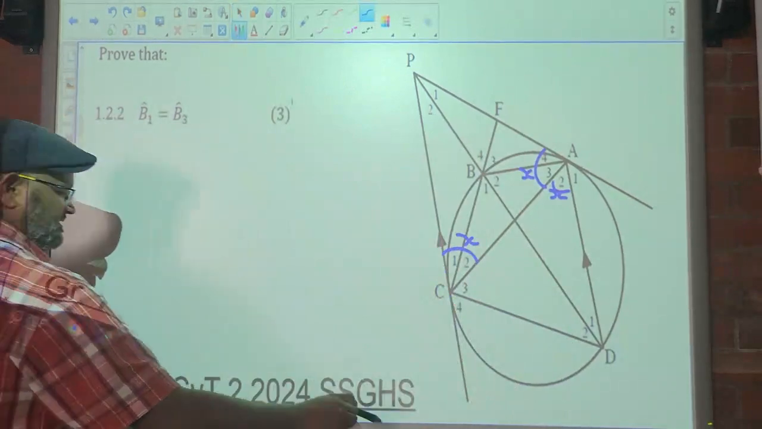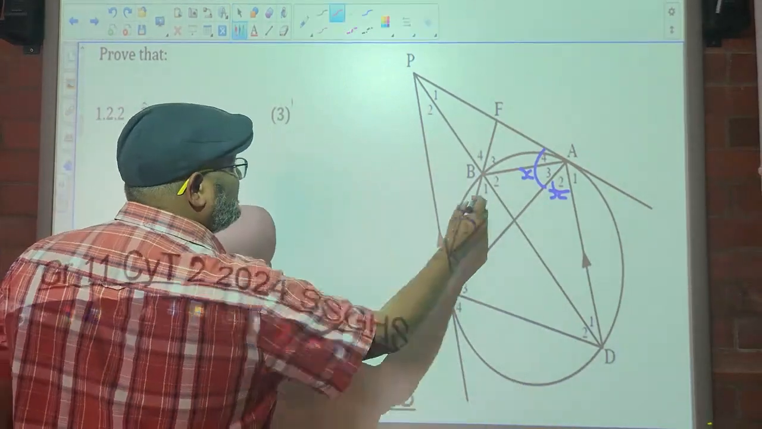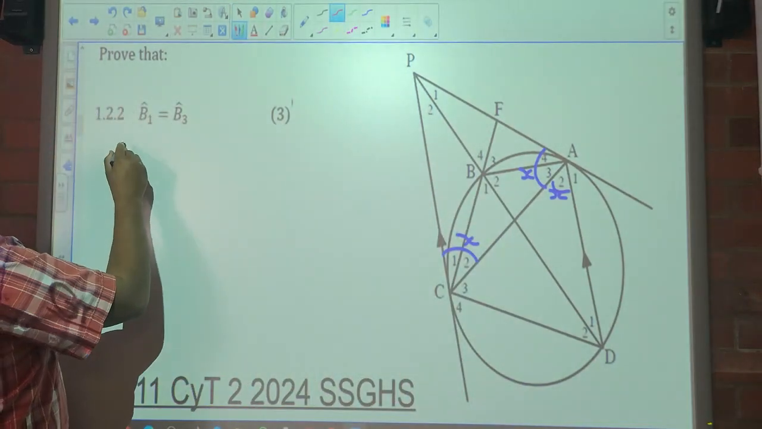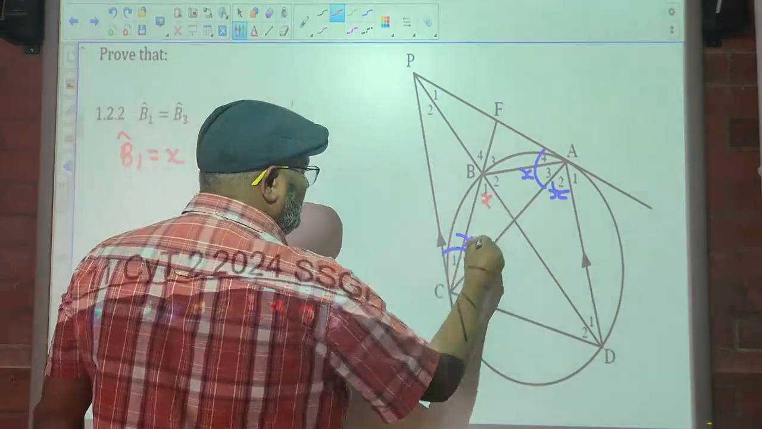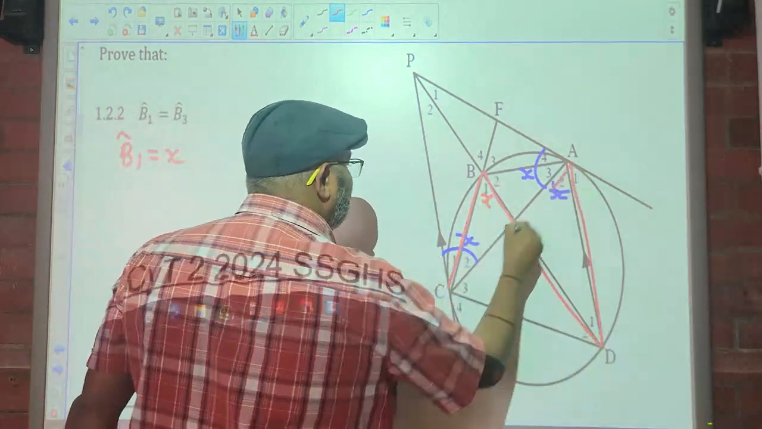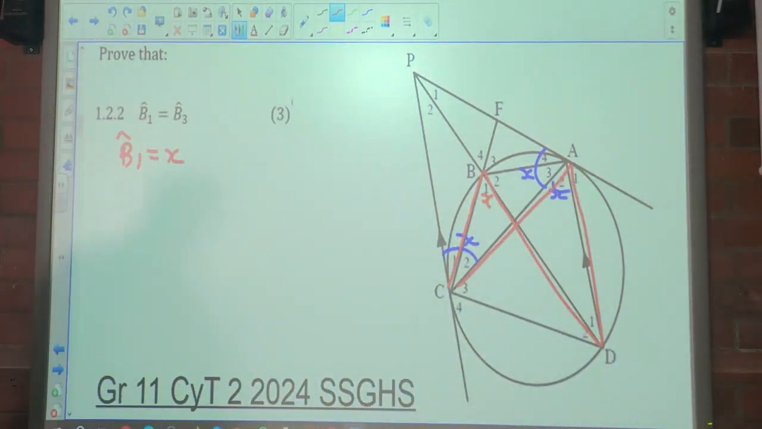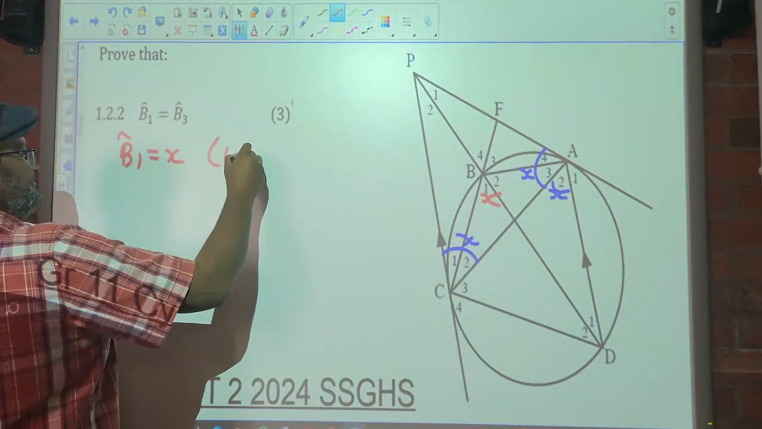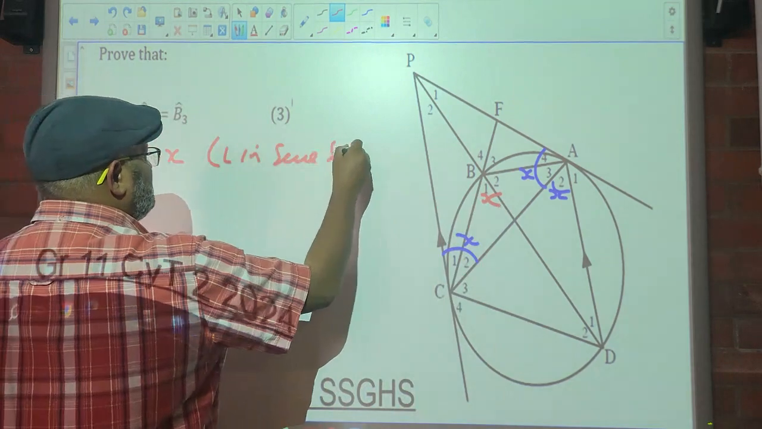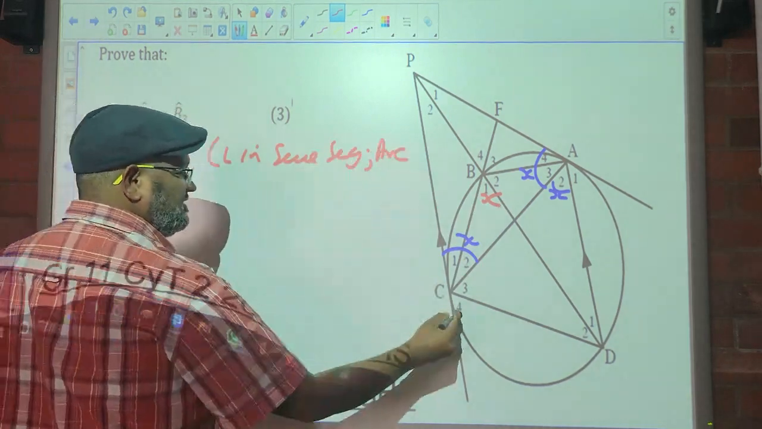I say, in a different color here, we can say that B1 is equal to X. Why? Angles in the same segment. Can you see that, people? Equal to X. Angles in the same segment, and it's coming from arc CD.